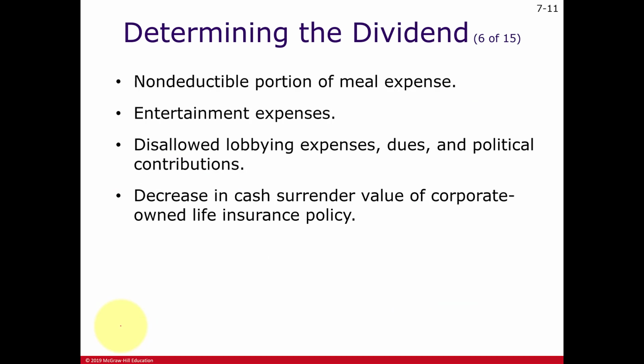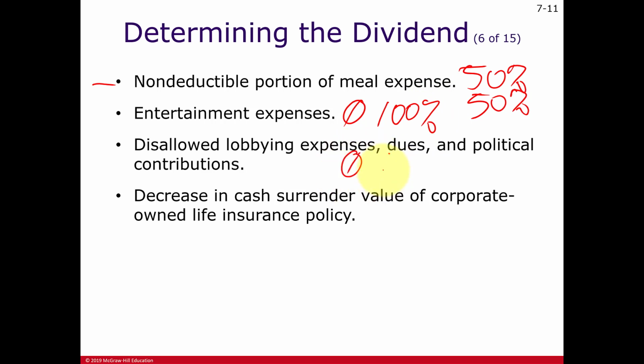Some more things we subtract out. If you remember, the current rule for business meals is that you get to deduct only 50% on the tax return. But now the rest of the business meals you get to deduct. So another 50% subtracted out. Entertainment expenses, nothing deductible anymore on the tax return. But for earnings and profits purposes, you deduct the whole thing. Same thing with lobbying, political contributions, not deductible, earnings and profits deductible.